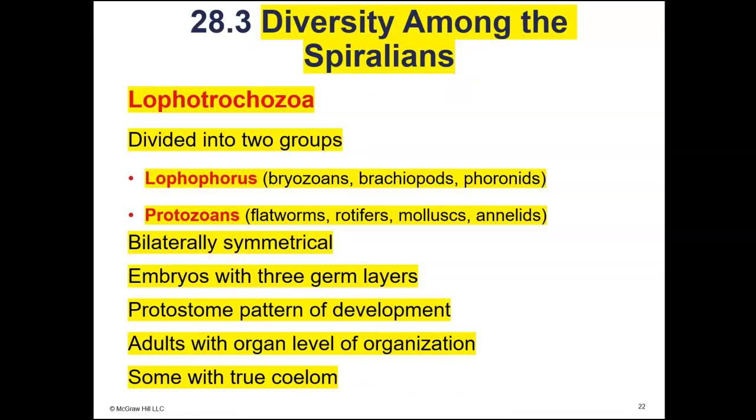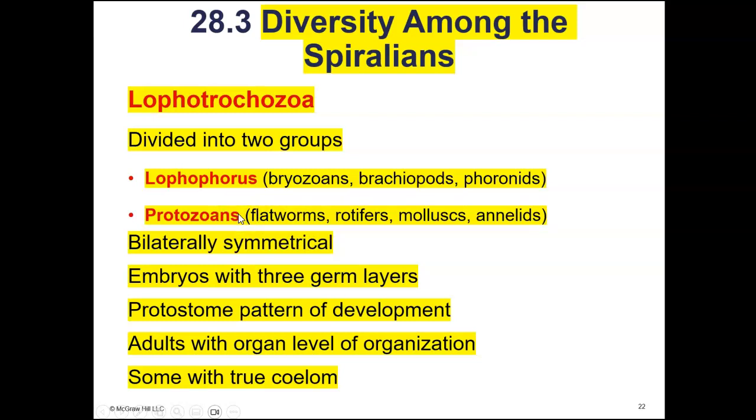Now, the spiralians are animals that include the Lophotrochozoa, which are divided into two groups, but honestly, we are not going to spend a whole lot of time with the Lophophorans. The bryozoans, brachiopods, phoronids, they're not as well known, but you will recognize these are not protozoans.